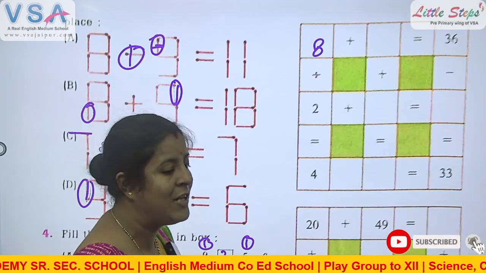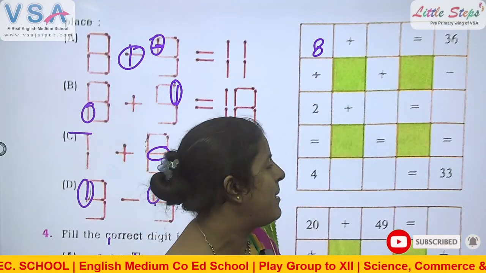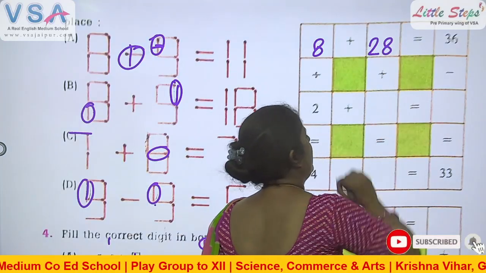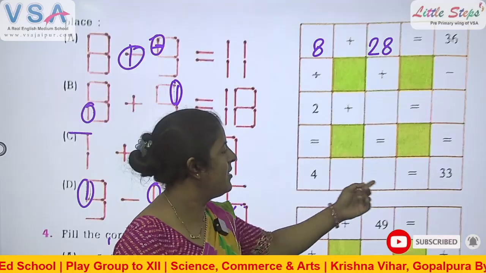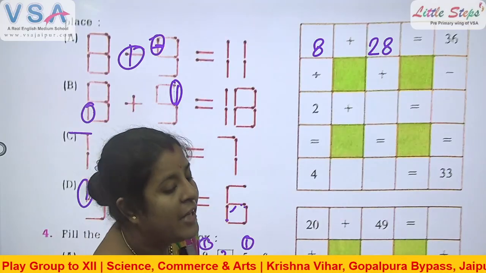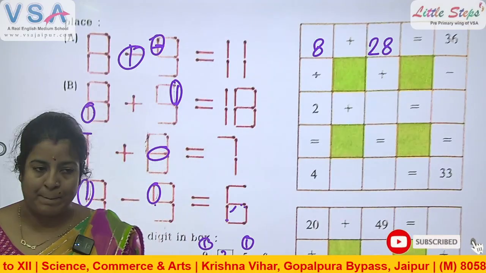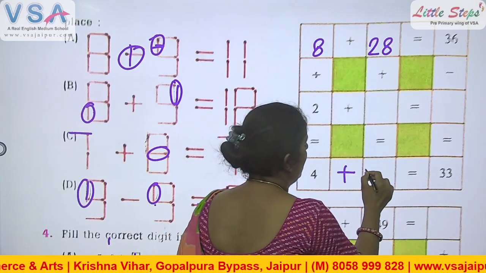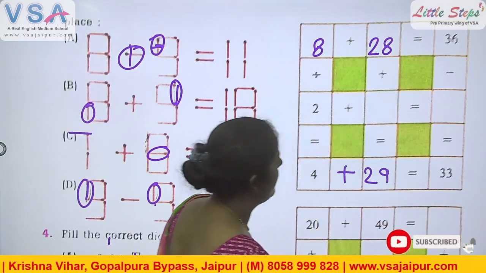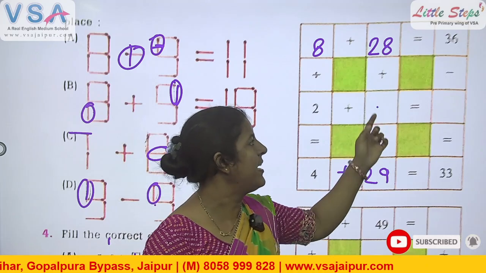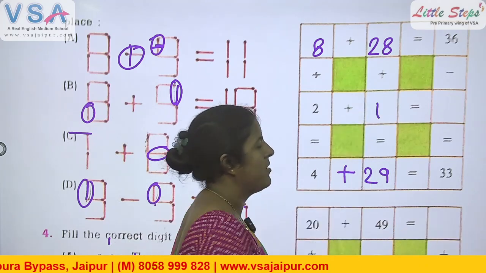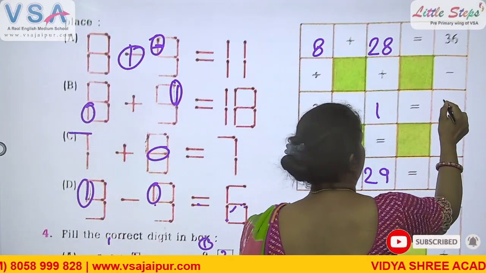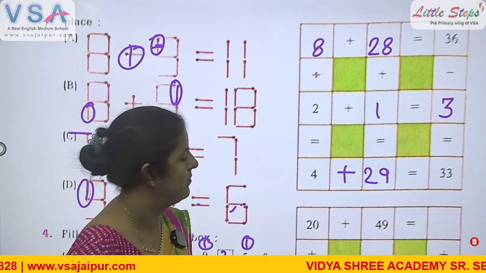8 plus dash, 8 plus dash equal to 36. So which number do we write on this side? 20. Right now. And which number on this side? 4 dash equal to 33. Plus because of the greatest value. So plus 29. And which number do we write on this side? 1. And 2 plus 1 equal to 3, right now? Okay?